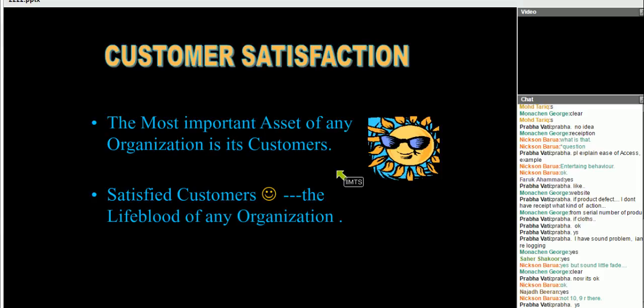Okay. The most important asset of any organization is its customers. Satisfied customers are the lifeblood of any organization. So it is the most important goal of any organization, if they want to have a successful business, to keep their customers satisfied and happy.